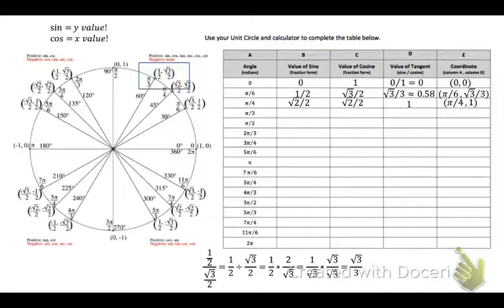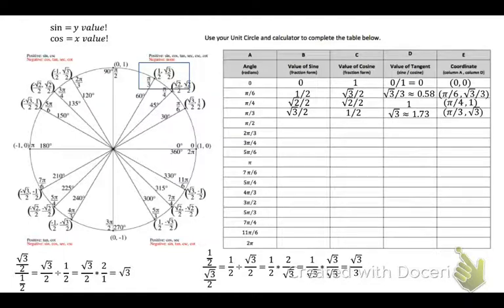Go to pi 3rds. My y value there is square root of 3 over 2. My x value is 1/2. So then tangent is y over x, so that's the square root of 3 over 2 divided by 1/2. Flip that fraction and multiply. Those 2's cancel, and you're just left with the square root of 3. So at pi 3rds, the value of tangent is square root of 3, which is about 1.73. And we want those decimals because it makes it easier to graph. So the coordinate is pi 3rds and then the square root of 3.